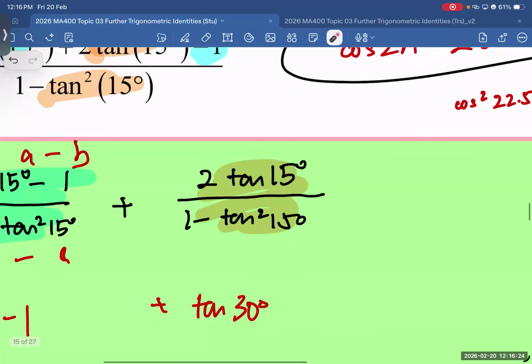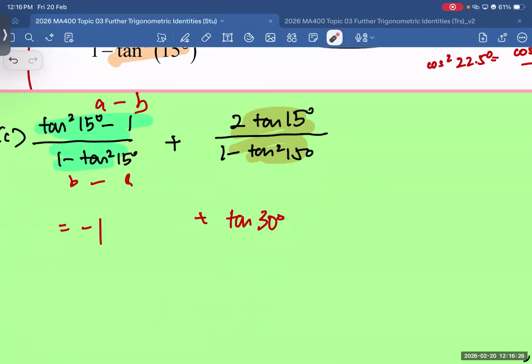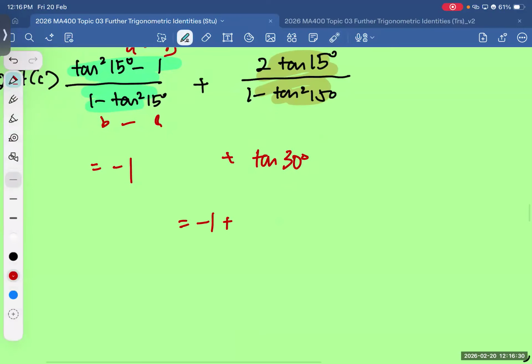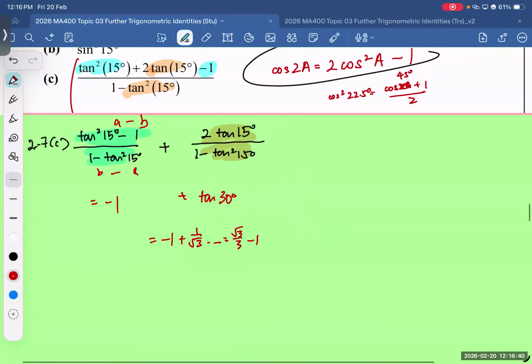So tangent 30 again, what is it? Bring down 30, 1 over square root 3, right over left, right? So it's negative 1 plus 1 over square root 3. You should get 3 square root 3 minus 1. Okay? This is for 2.7c.